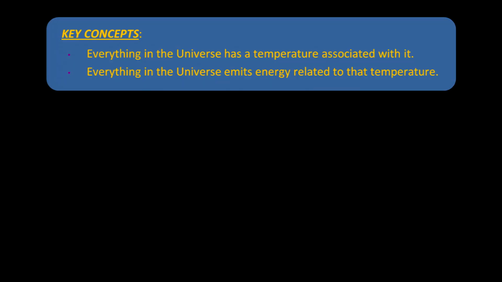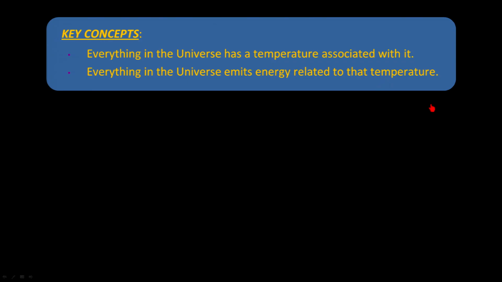Now here are the key concepts. From Stefan's law, we understand that every object in the universe has a temperature associated with it, and we saw in a previous segment how everything in the universe has to have a temperature. Therefore, everything in the universe has to emit energy related to the temperature of that object. And that's what Stefan's law is. Everything with a T has to have an E, or an energy, associated with it.